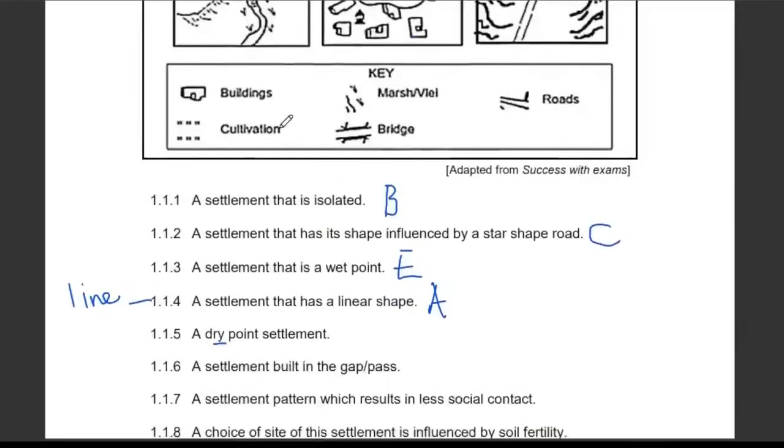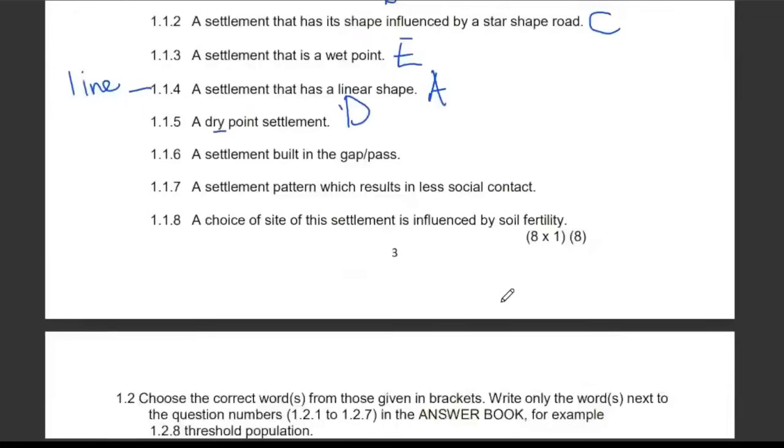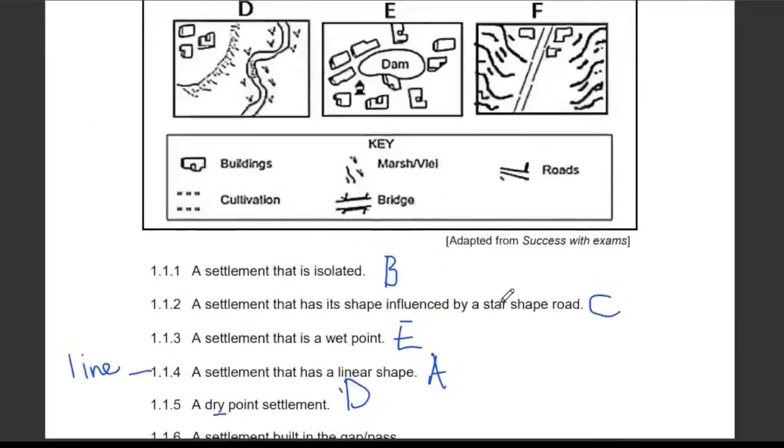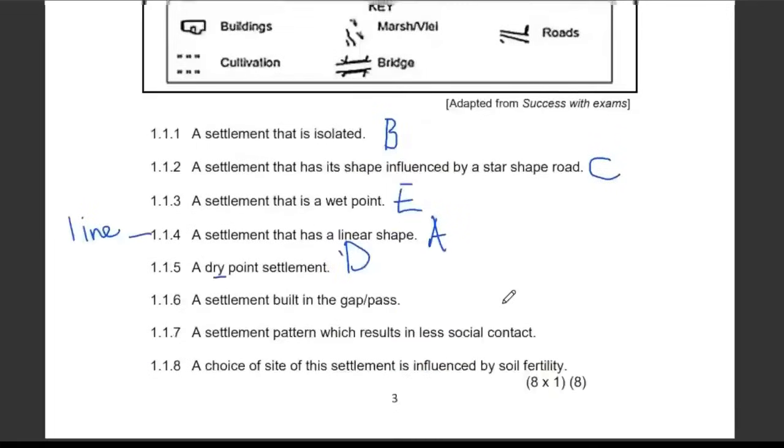So it's D for number 5, 115. Our correct response is D. Moving on to the next question. Settlement built in the gap or pass. A gap or a pass, that is a passage in between a high-lying area, for example, a mountain pass. Right. Which settlement is that one? That is number 116.